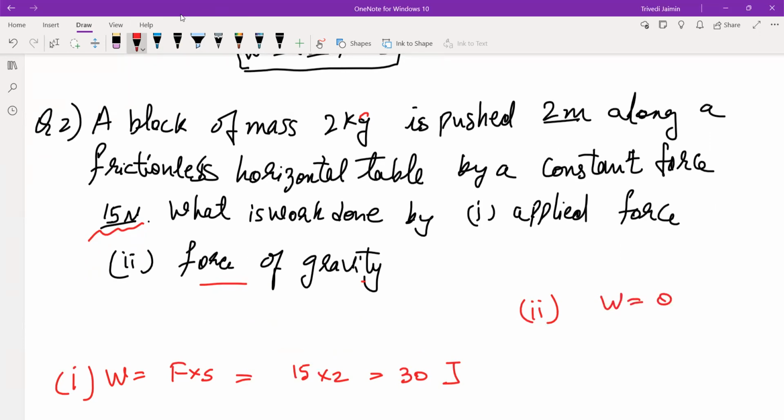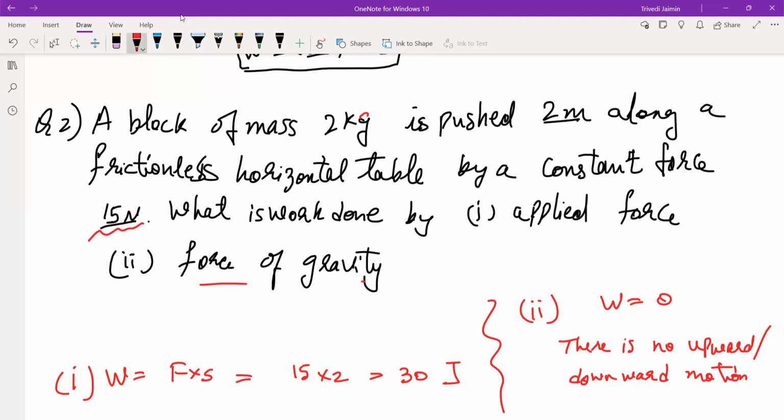So you can write the reason. There is no upward or downward motion. Got it? Yes, sir.